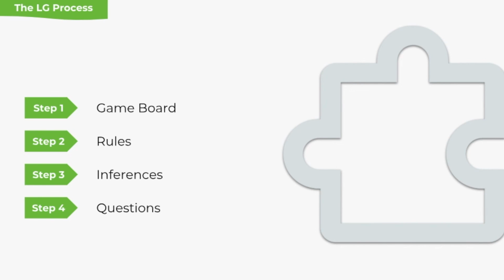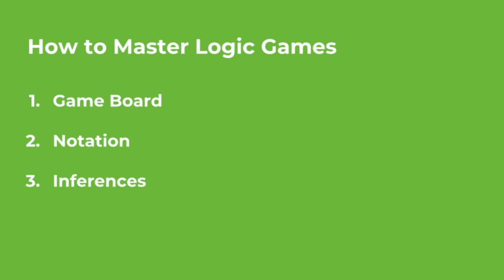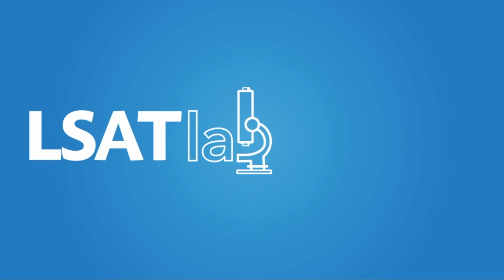So the process, remember, for approaching logic games is to first create a good game board, then notate the rules, then make any inferences that follow from those rules, and then approach the questions. So the way you master logic games is to understand how the game boards are organized and set up, how to properly notate the rules in a way that's consistent and logical, how to make inferences so that you can find those pieces of information that allow the operation of the game to move more smoothly, and then framing allows you to move more quickly. So that's it for how to master logic games.